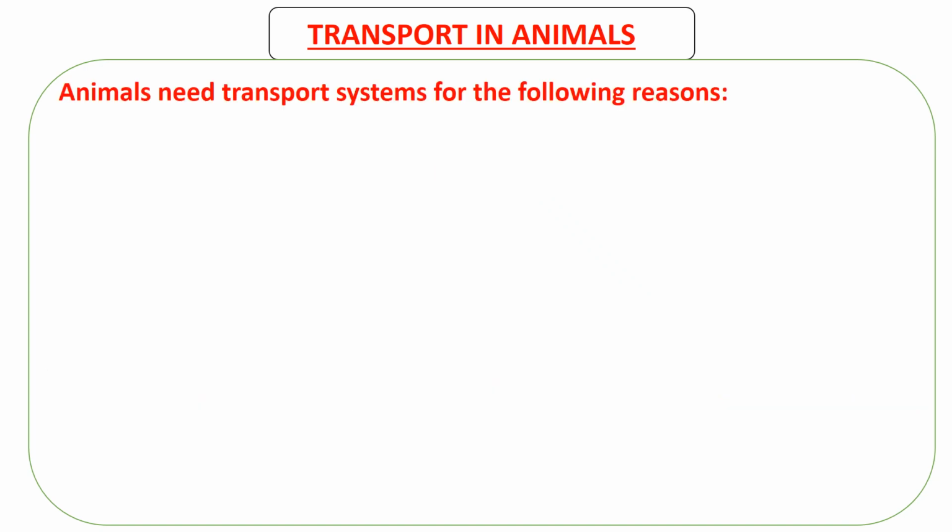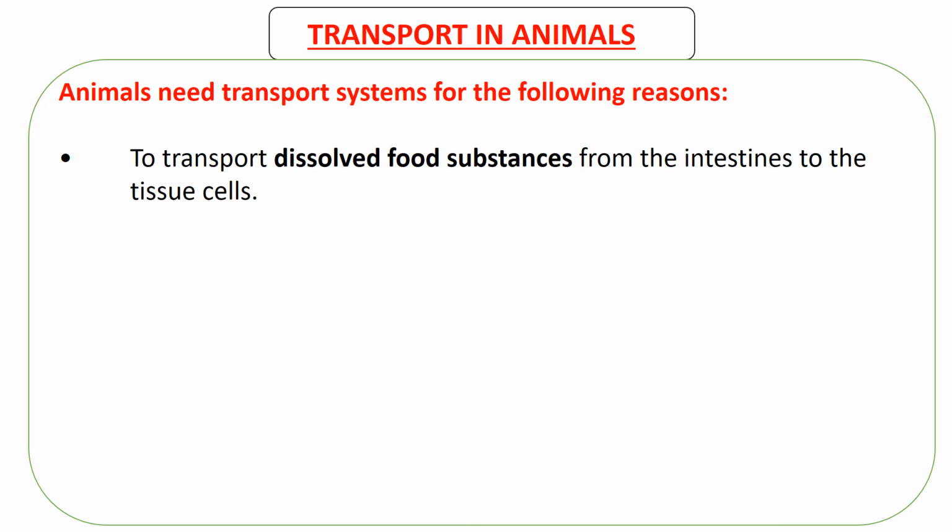So why do animals need transport systems? The first reason is they need transport systems so as to transport dissolved food substances from the intestines to the tissue cells. Remember what we studied on animal nutrition. We discussed that once food is digested, it is absorbed in the small intestines, in the ileum to be specific.